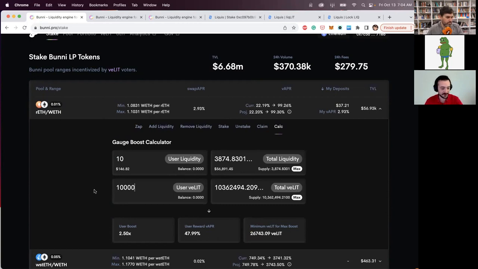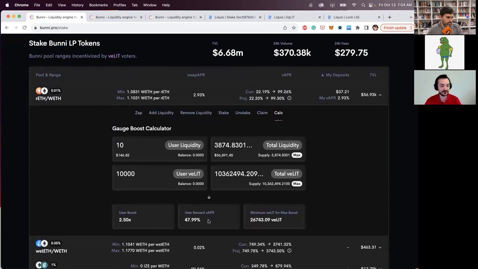Look how your number increases on the bottom, right? Just with 10,000 vELIT, already you have a much better boost APR. Yes, and a nice boost, right? So if you understand this, it's a bit complicated, but if you understand this, you already understand everything that Liquis does.